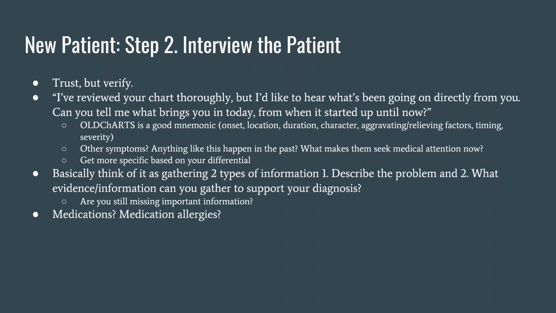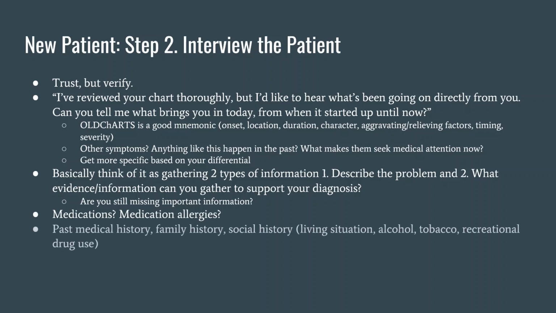Then go into medications, medication allergies, past medical history, family history, and social history: what's their living situation like, and any tobacco, alcohol, or recreational drug use. Then go into the physical exam. At the very minimum, listen to the heart and lungs, examine the abdomen, and examine their legs. But based on their symptoms and what you think is going on, use that to guide which physical exams you do, so that you can use them to help support or refute certain diagnoses.